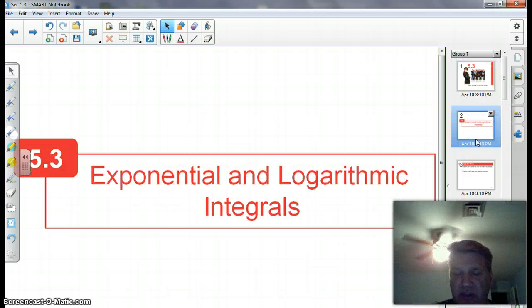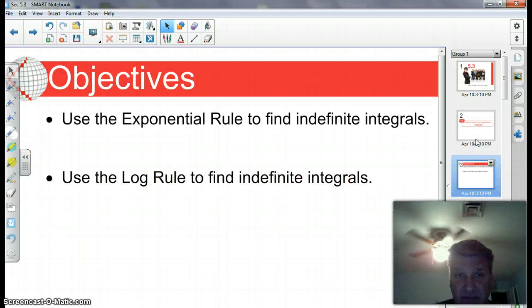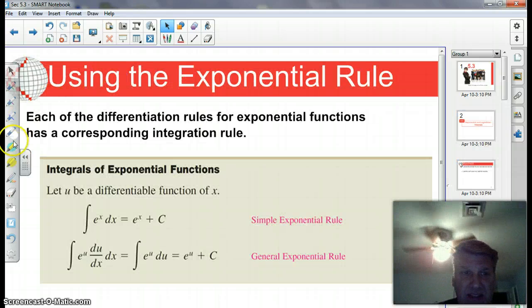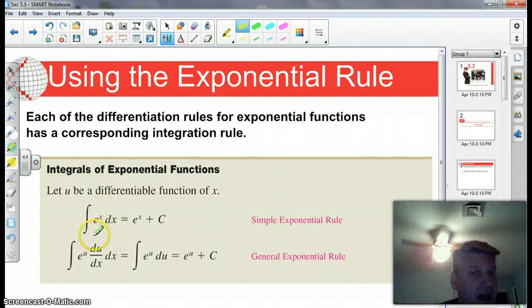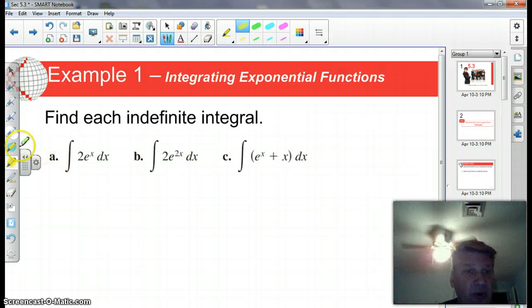So in section 5.3, I've already taught a lot of this, exponential and log integration. This is the definition that we used in class, the definition of e to the u du. I'm saying e to the yellow, d yellow, if you remember. I'll go over that in a moment. Here's a couple examples that Chris hopefully went over.